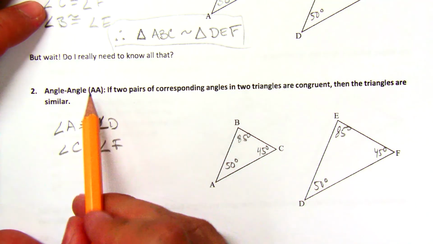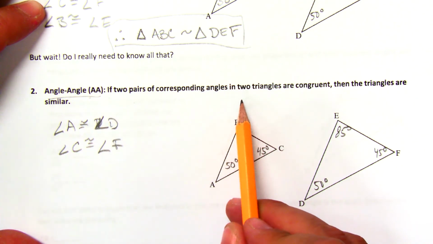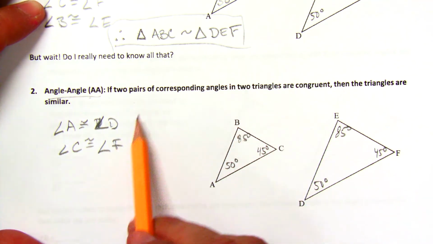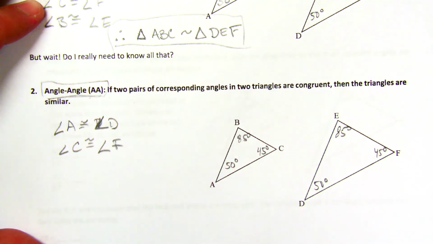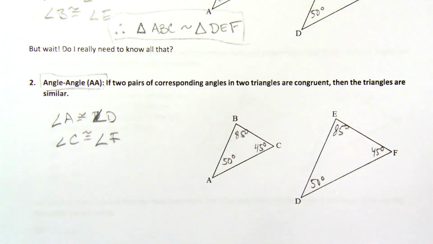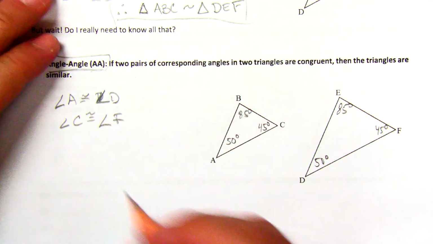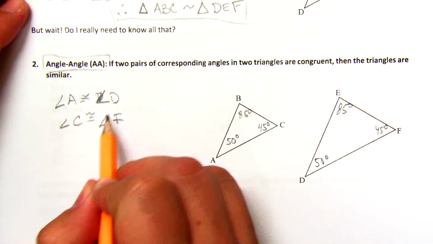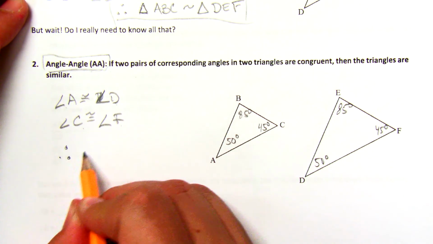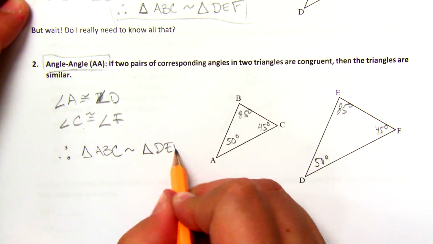So that really tells me that I only need to know that if two pairs of corresponding angles in two triangles are congruent, then the triangles are similar. And that's called angle-angle similarity. It's essentially the same thing as angle-angle-angle, but we just realize there's an even shorter shortcut, which is if you've got two pairs of angles that are congruent in two triangles, then you know that they're similar. So from just this information, A is congruent to D, C is congruent to F, I can say, therefore, triangle ABC is similar to triangle DEF.